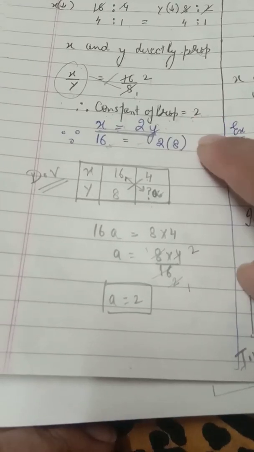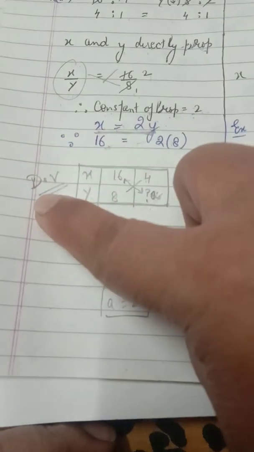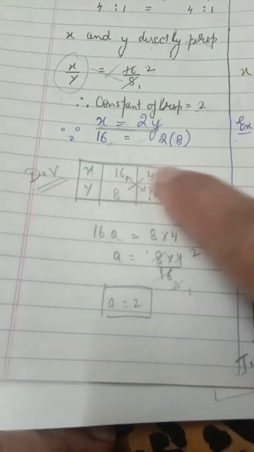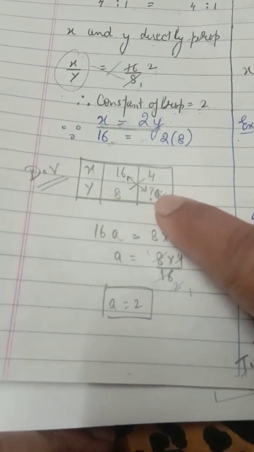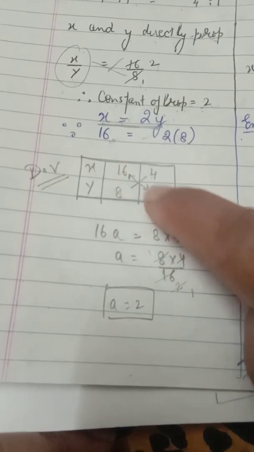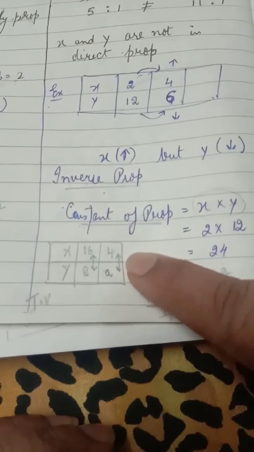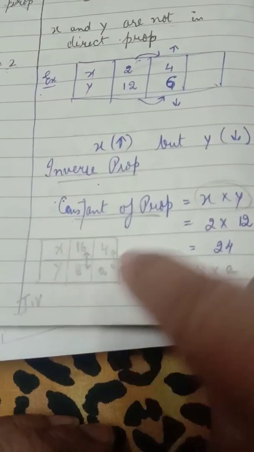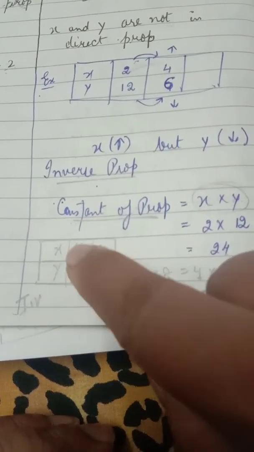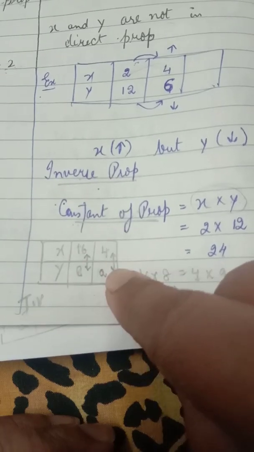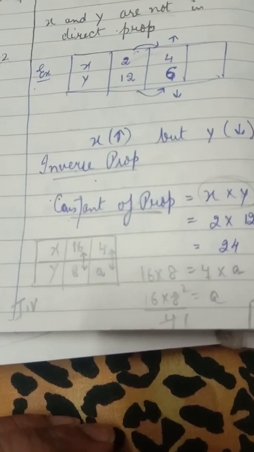Before we begin the exercise, we'll just learn one thing: if the question is a direct variation question, to find the value of the missing variable, maybe it's x or y, we always use cross multiplication. And if it is a case of inverse proportion, if we have to find any missing value, it's always straight multiplication. Now let's start the exercise.